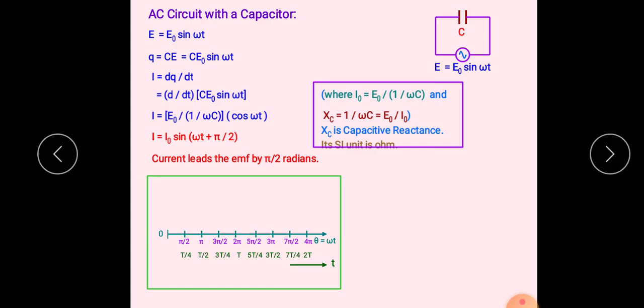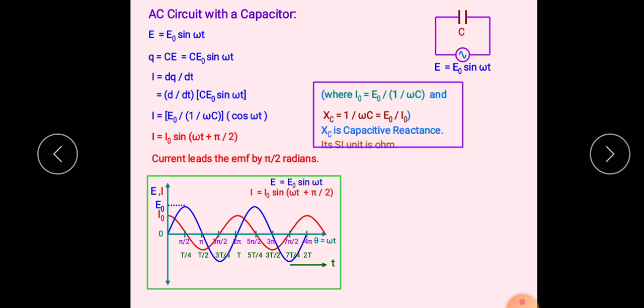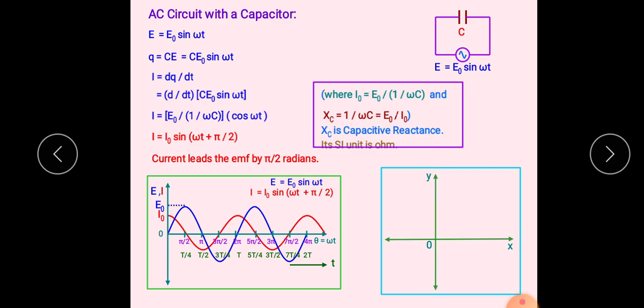Now the graphical representation for electric current and EMF. The blue colored line is EMF and the red colored one is electric current. Definitely when EMF is 0, electric current is maximum. That means it is leading. Electric current leads the EMF. And if you want to draw its phasor diagram, it is like this. Blue one is the phase of EMF, then red one I is the phase of electric current. Definitely the alternating current is leading the alternating EMF in case a capacitor is connected to the AC circuit. The difference of phases is pi by 2.